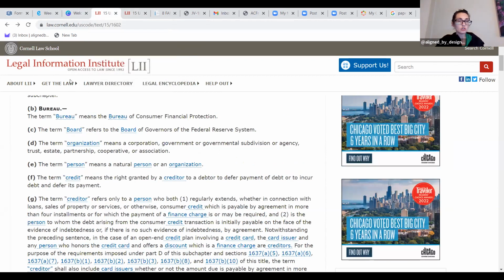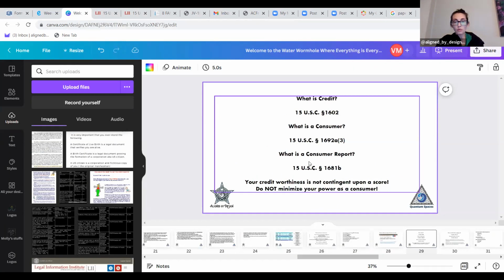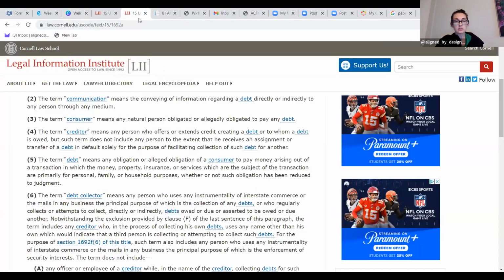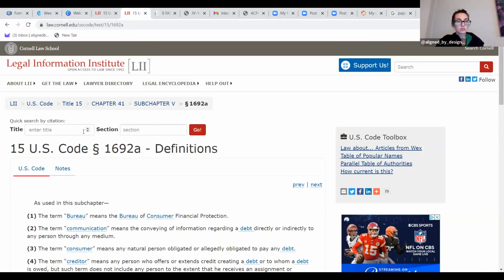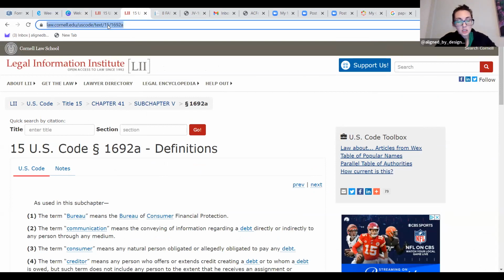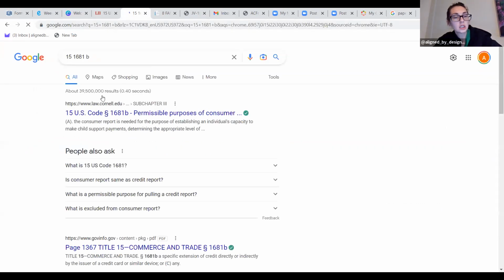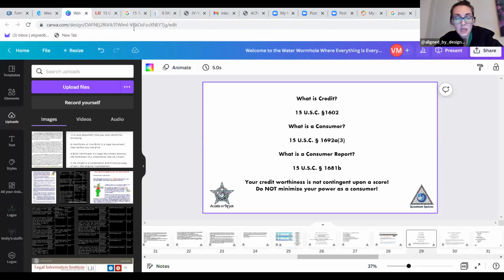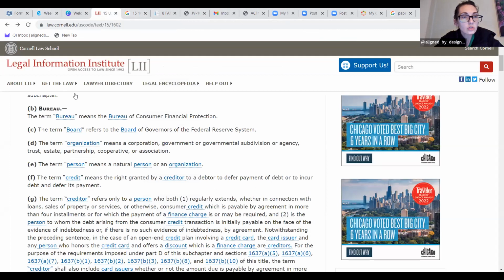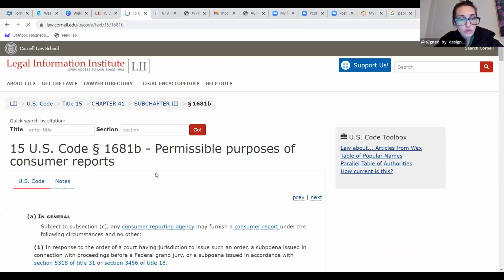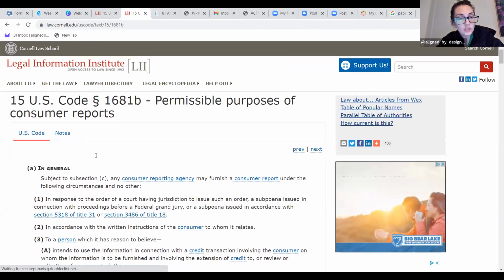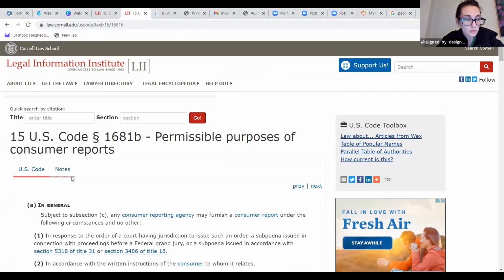Now, what is a consumer report? So that's 1681. 1681B. Just make sure that's correct. Yeah. Okay, so consumer reports, permissible purposes of consumer reports.